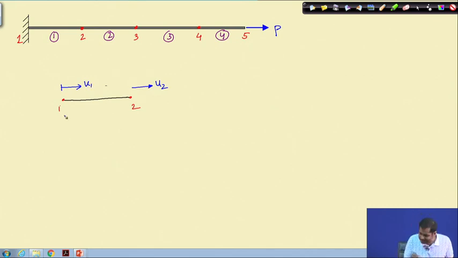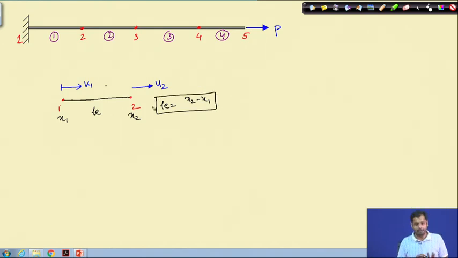Now, suppose x1 is the coordinate of this point and x2 is the coordinate of that point, and suppose the length of this member is LE, where LE is equal to x2 minus x1. E stands for the length of that particular element. So, this is the thing we have. Now, one of the first steps required is that explicitly we have not done in case of direct stiffness matrix.